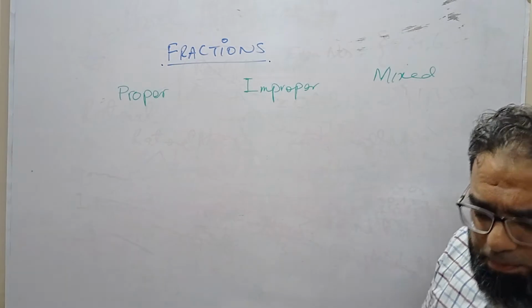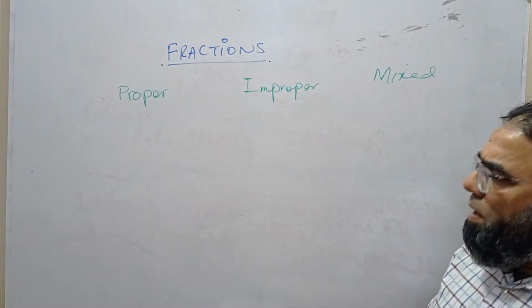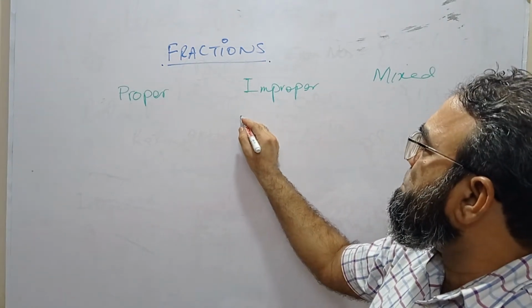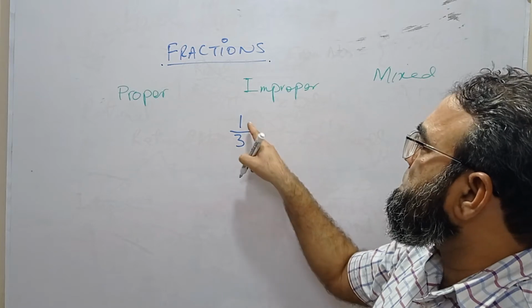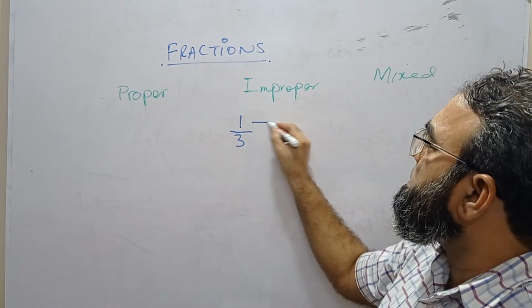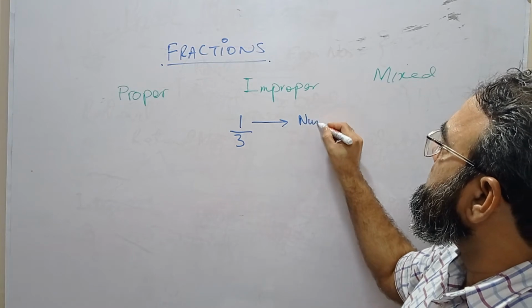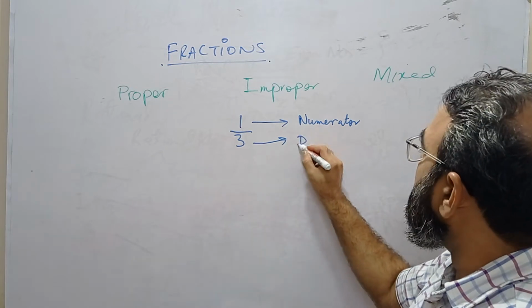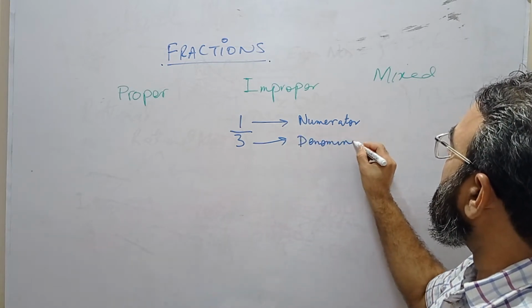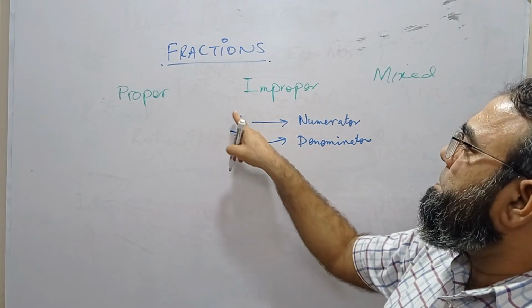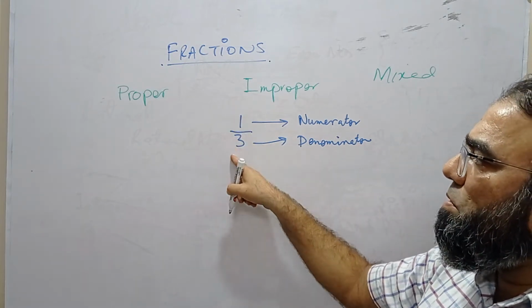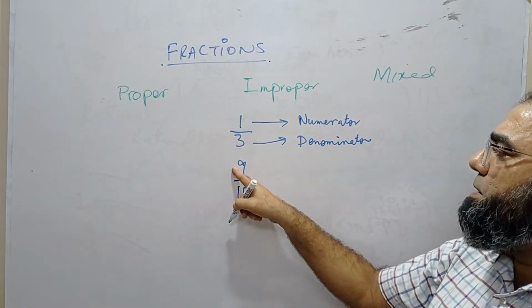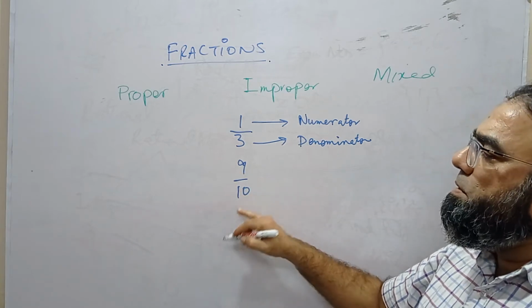Now, for example, if I have taken 1/3 of the tea that I had, I will write it as 1/3. This is called the numerator and this is called the denominator, okay? So numerator, denominator. This is 1/3. If you take a test and you get 9 out of 10 marks, then this 9 is the numerator and this 10 is the denominator, okay?